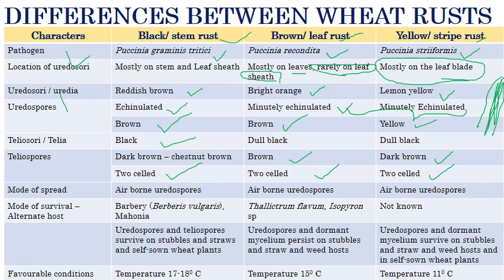Brown rust and stripe rust. Mostly they can ask related to stem rust only because of their importance. And coming to the mode of spread, all are spread through airborne urediospores only. Mode of survival, that is alternate host.